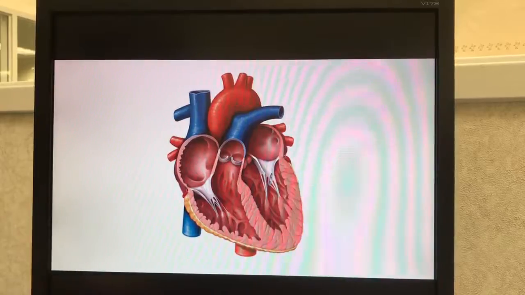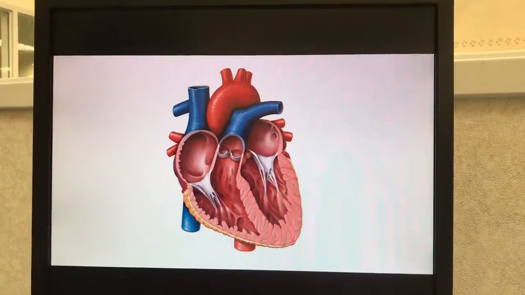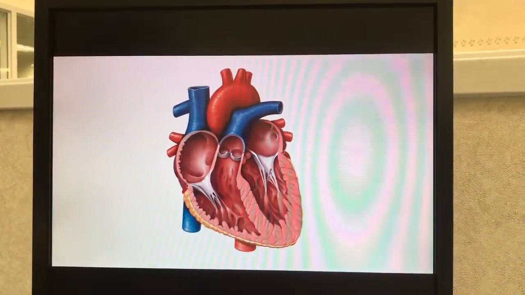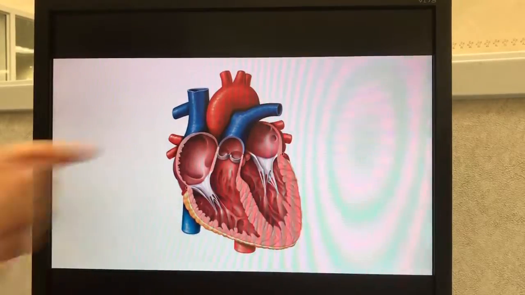Valves within the vein help skeletal muscle contractions and abdominal pressure pump the blood to the heart in order to resist the force of gravity, as it has to travel upwards into the atrium.